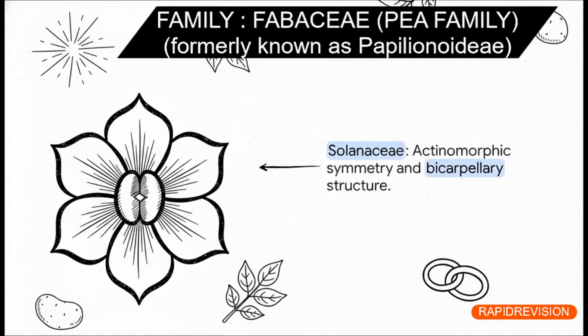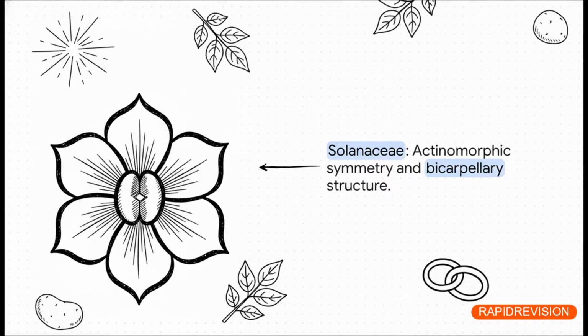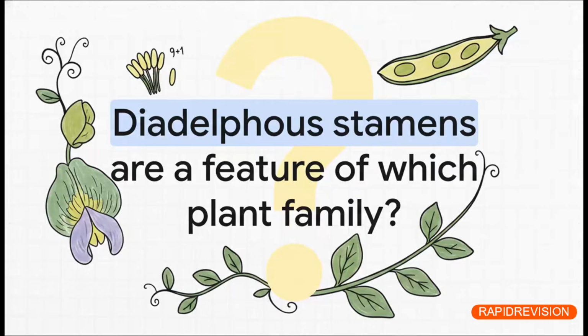Now just look at the structural contrast in the floral diagram for Solanaceae, the potato family. Unlike Fabaceae, do you notice the perfect radial symmetry here? Yep, that's actinomorphic. You can also spot the bicarpellary obliquely placed structure right there in the center. Trust me, visualizing these diagrams really helps lock the formulas into your brain. Let's actually validate that with a NEET 2021 question. Diadelphous stamens are a distinctive diagnostic feature of which plant family? And boom, Fabaceae. Why?